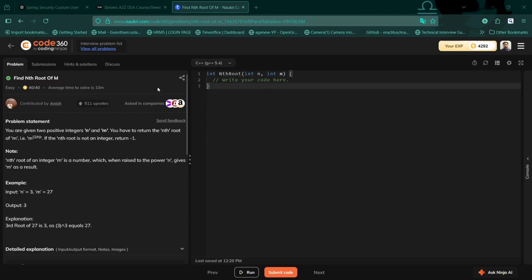So in this solution we need to find the nth root of the number m. Suppose m is 27 and we need to find what number multiplied by itself 3 times gives the number. So in this situation 3 times 3 and 3 again gives us the value of 27. Similarly we have to find the nth root of a number.